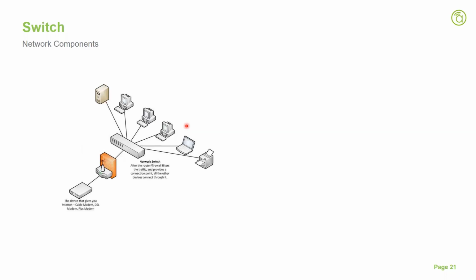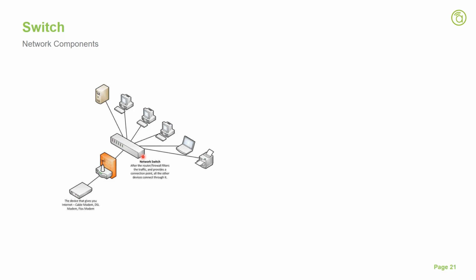The next component down is the switch. So the switch, as you can see, there's a modem, there's a router, usually has some security in it or firewall functionality. The switch is what makes the network. The switch is kind of the backbone infrastructure for the entire network.